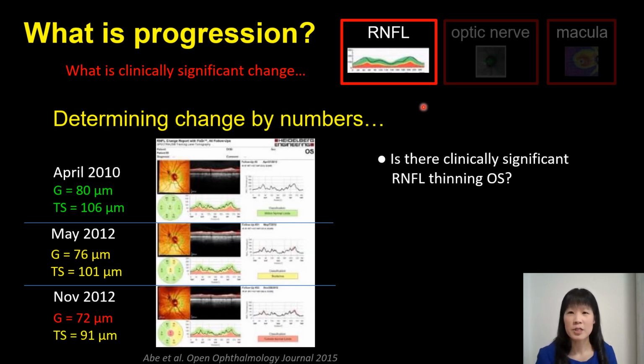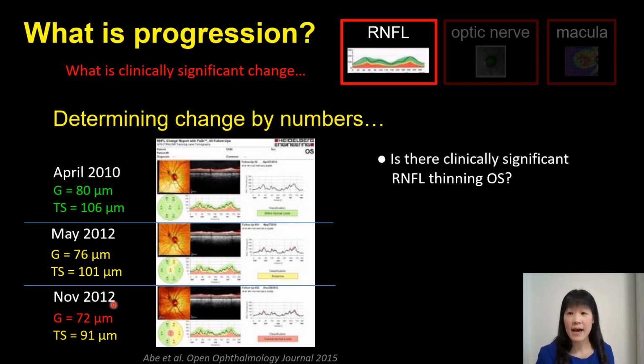So here's an example, determining change by numbers. Now that we know the rule of fives, let's use it. Here is a patient with a nerve fiber layer global average thickness measurement of 80 microns. So 360 degrees around the optic nerve, 80 microns. However, 2 years later, from 2010 to 2012, the nerve fiber layer drops 4 microns, 80 microns to 76. Well, we know the rule of fives, that a 4 micron change is probably normal test variability. So I'm not going to escalate treatment or add drops or anything.